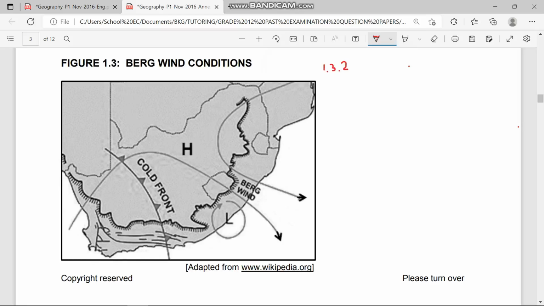For 1.3.2, I'm going to draw it here. So we have your Kalahari High. This is the land of South Africa. This is the escarpment. So we're going down the coast, the coastal regions of South Africa. This is the coast, this is the ocean.